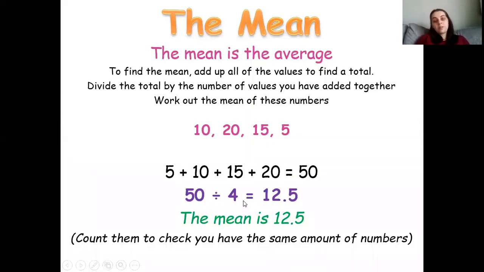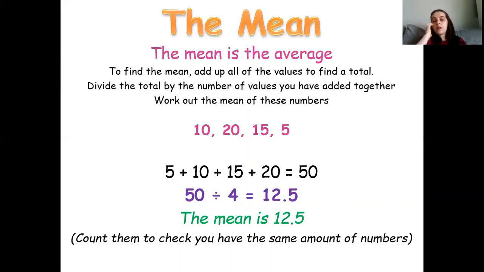So they've done it in a slightly different way to me. I've done 15 add 5, which would have given me 20. 20 add 10 is 30. 20 add 30 is 50. But they've got 5 add 10 is 15, add another 15 is 30, add 20 is 50. It's just straightforward.